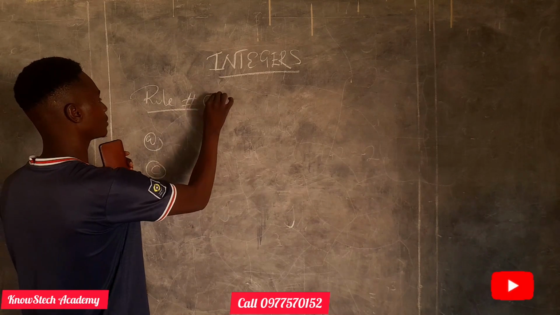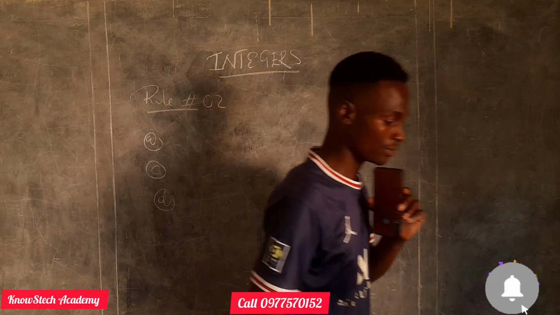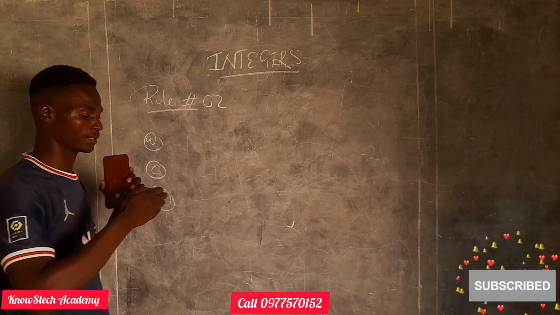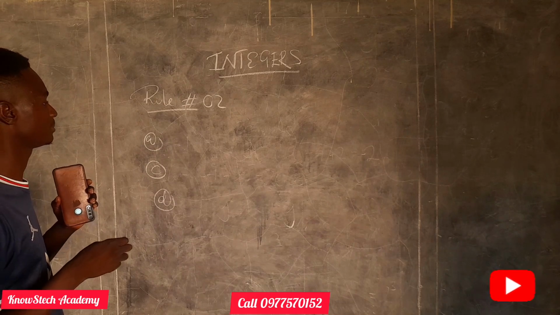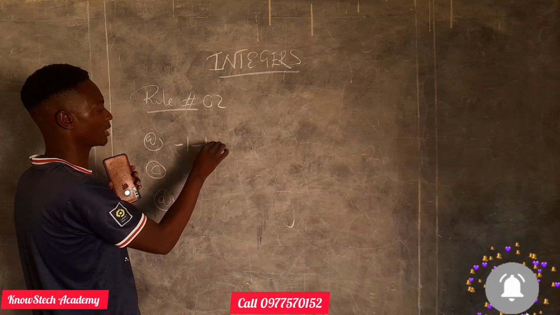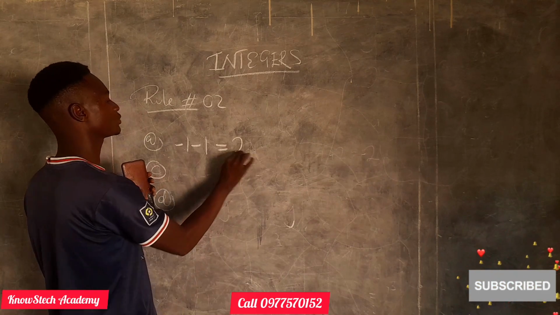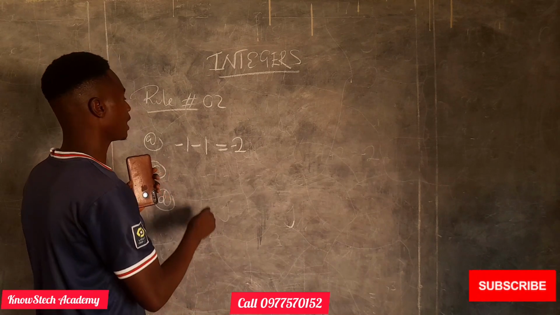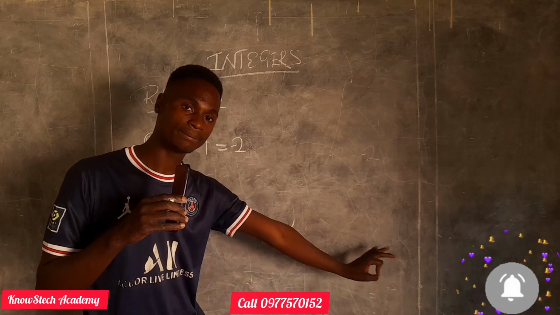Rule number 2. When you have two negative numbers, you simply add, then maintain the negative sign. When you have two negative numbers, like -1 minus 1, the fact that both numbers are negative, just add them. 1 plus 1 is 2. Maintain the sign, which is negative. And the answer will be just -2. As long as two numbers are negative, just add them.